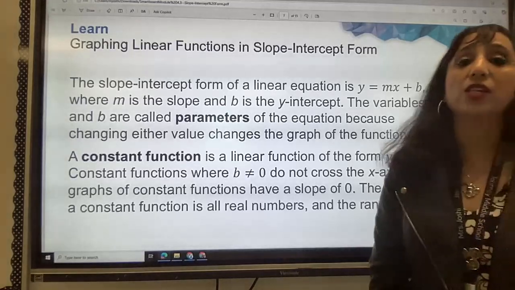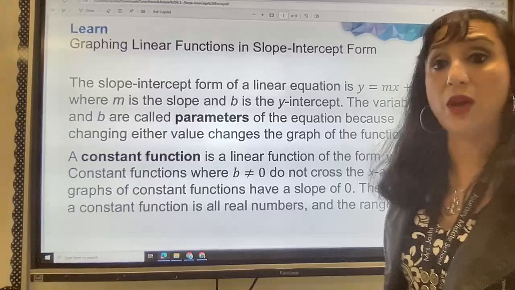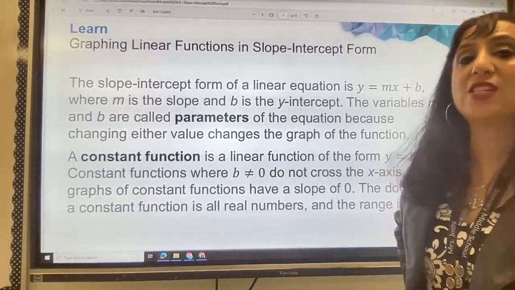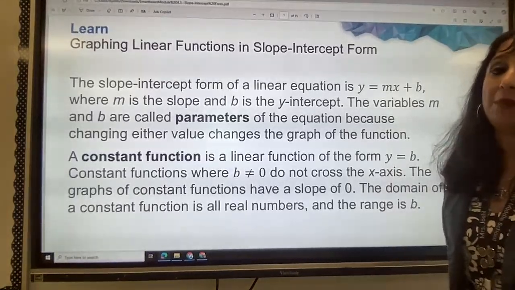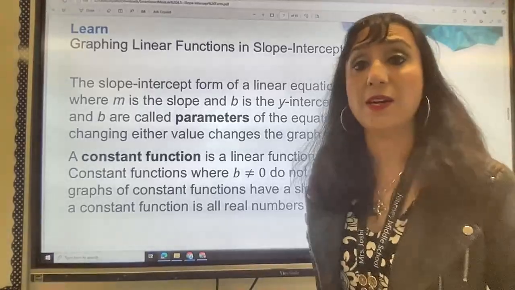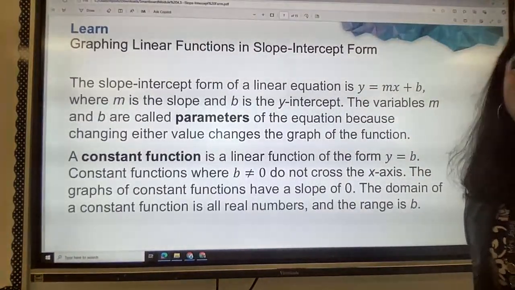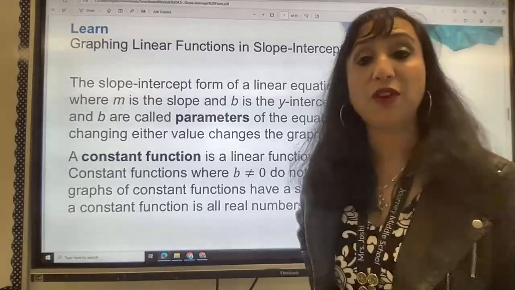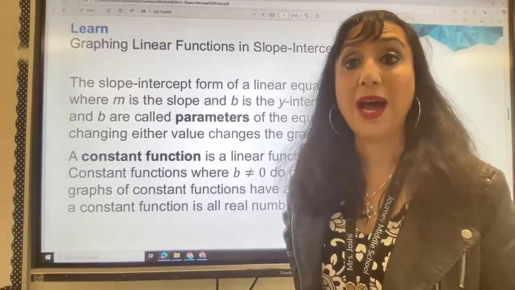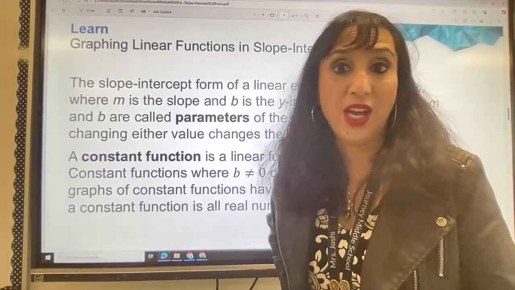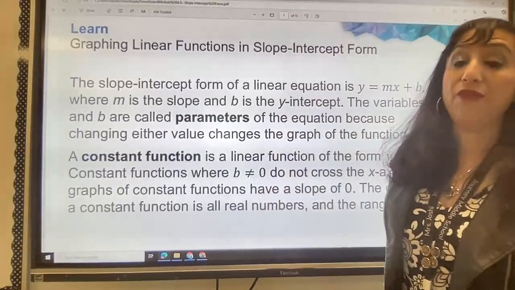So it's saying the slope-intercept form of a linear equation is y is equal to mx plus b, where m is the slope and b is the y-intercept. The variables m and b are called parameters of the equation because changing either value is going to change the graph of the function. So once again, the slope and the y-intercept are called the parameters because if I change either value, it's going to change the entire graph of the equation of the function.